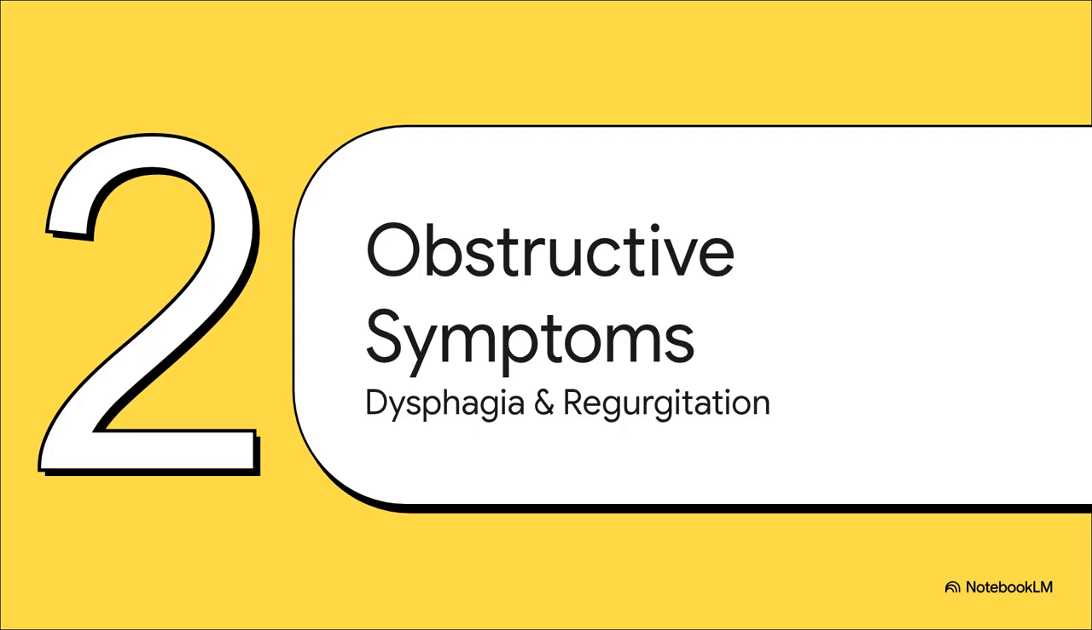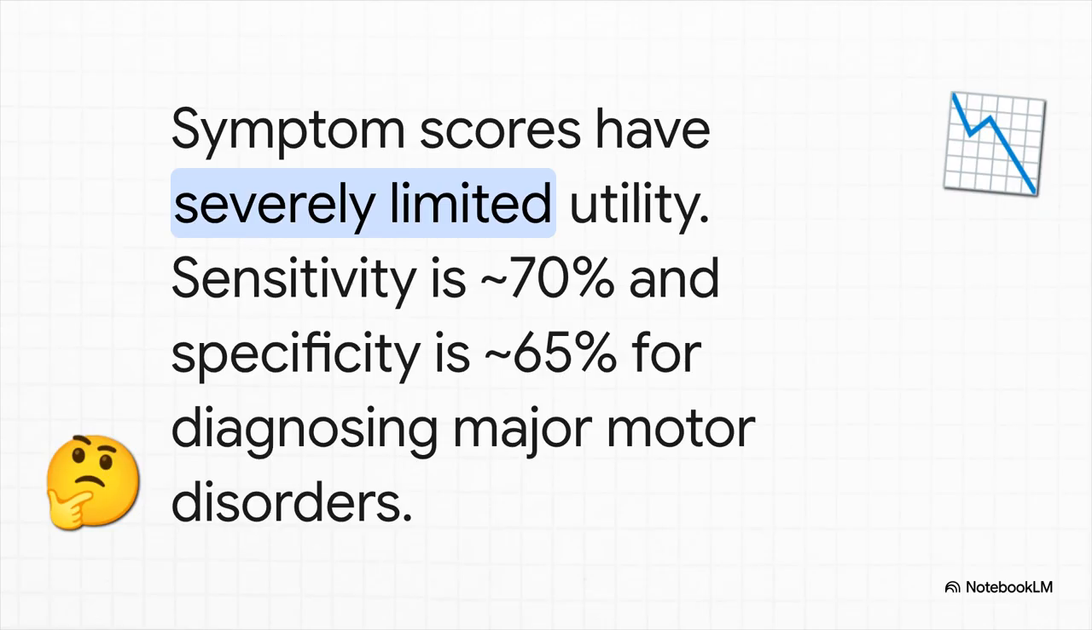Let's start with that patient who feels like something's stuck. We are officially on the obstructive pathway, digging into symptoms of dysphagia and regurgitation. Now, we all use symptom questionnaires, right? They're great for tracking how a patient is feeling over time. But, and this is a big but, the guidelines are super clear. For making a diagnosis, their utility is pretty limited. I mean, with sensitivity and specificity that low for major motor disorders, you just can't rely on symptoms alone to figure out what's really going on.